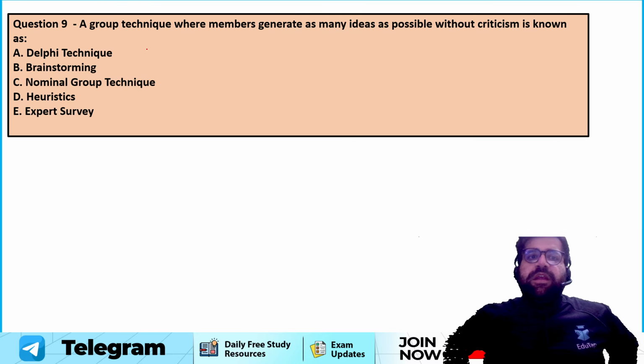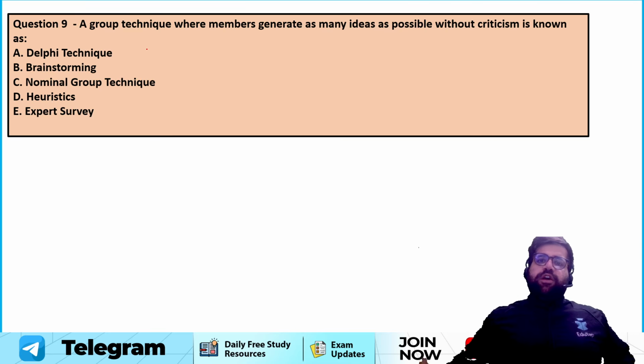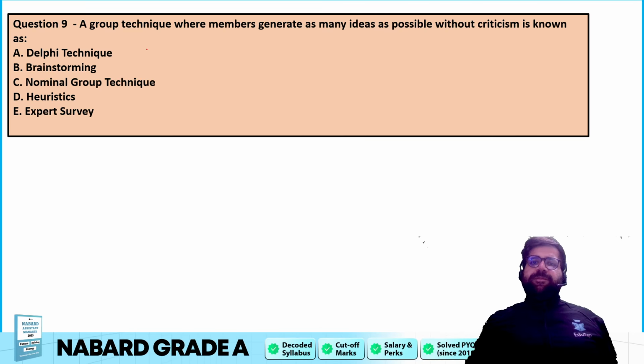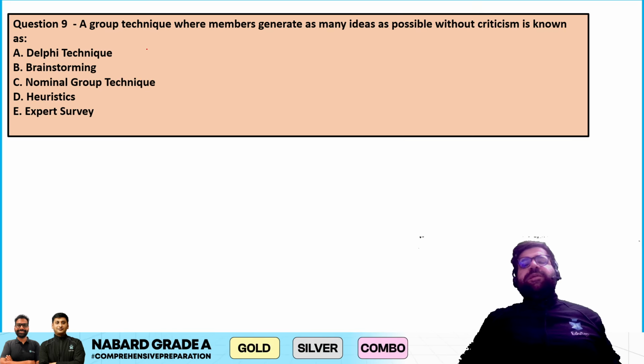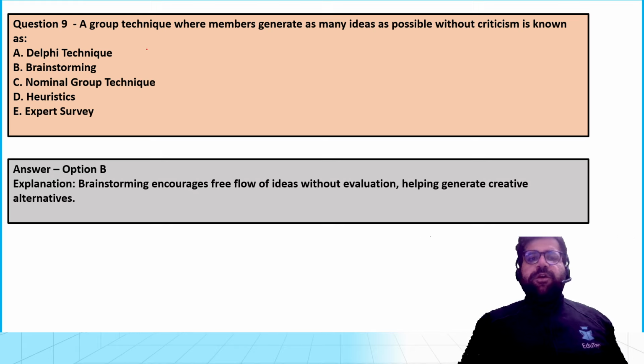Next question. A group technique where members generate as many ideas as possible without criticism is known as what? Now this is a classic case of brainstorming, right? Because in brainstorming what happens? People come and they try to contribute their ideas, right? In brainstorming, if I ask you what is the main thing? Everybody will come and contribute. So the answer over here will be option number B.